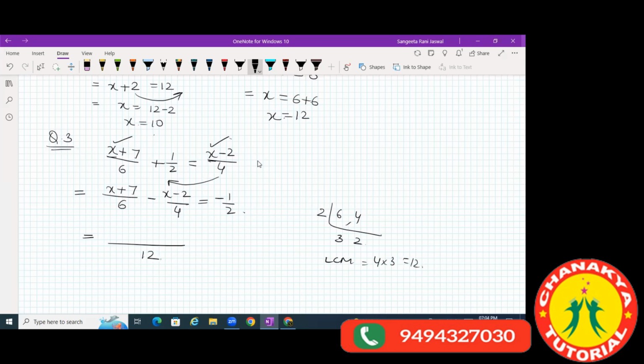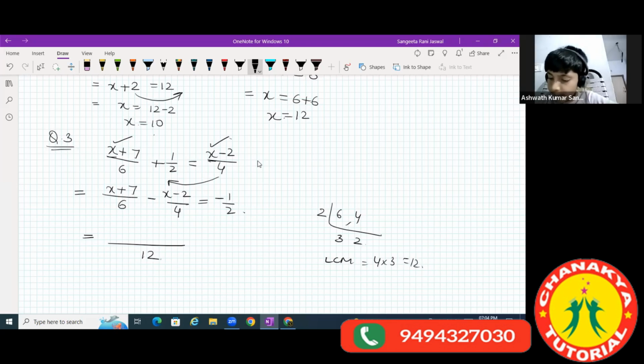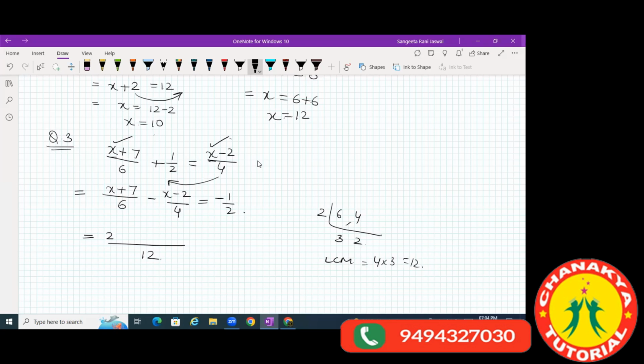Okay, so 12. Now 6 into 2 is 12, so I'll multiply this numerator with 2 here. Minus sign now. Now 4 into 3 is 12, so I'll multiply this numerator with 3. You understood this step? Yes.